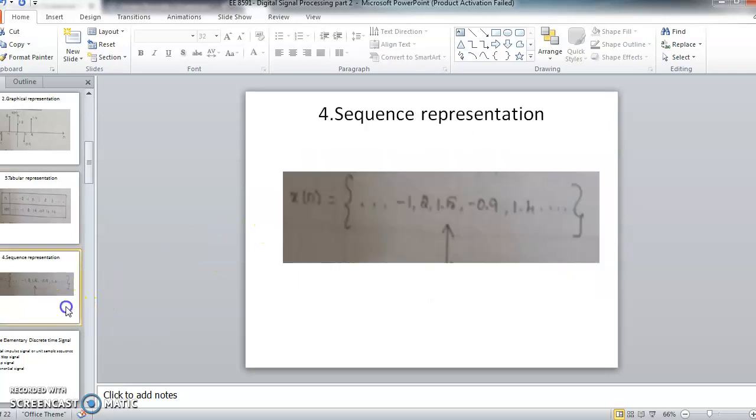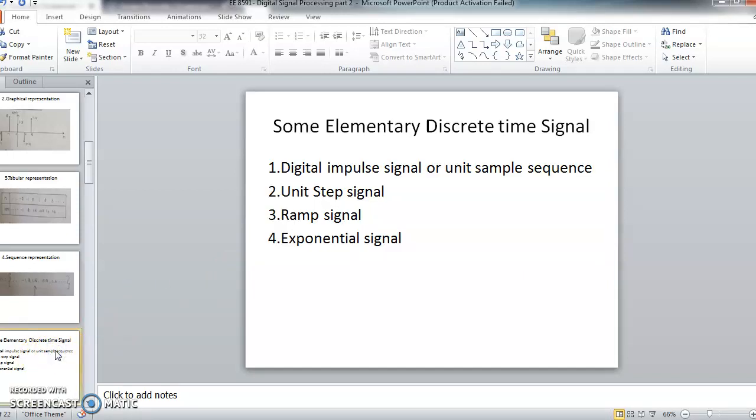Next one is the sequence representation. The same signal can be represented in this manner. It is said to be sequence representation. What does this arrow represent? It represents the n equal to 0 value. Here n equal to 0, here n equal to 1, n equal to 2 and so on. Here n equal to minus 1, n equal to minus 2 and so on. If there is any signal without an arrow, we consider the first sample as the n equal to 0 value.